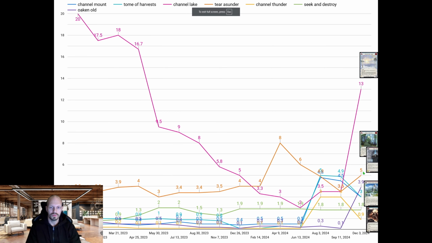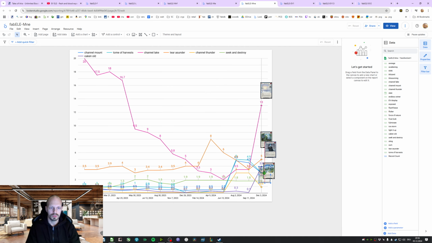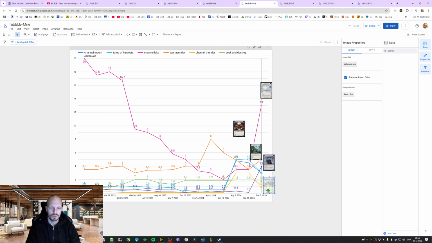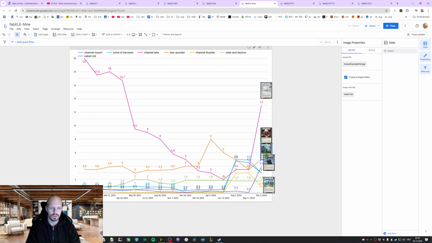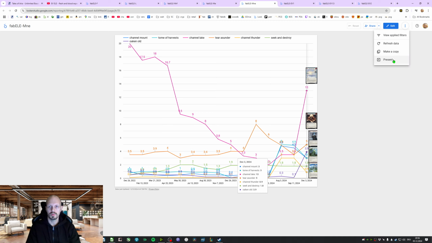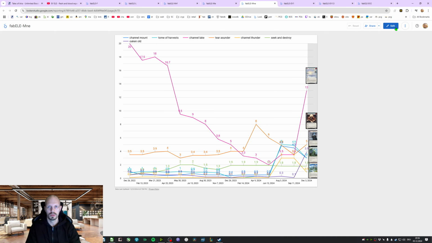Here we go. Tome of Harvest at 5. Is that correct? No, it's not. It's at 3. Tear Asunder is at 5. Now let's do this right, shall we? Here we go. This one's the second most expensive. And then there's this and Oaken Old at 390. Tome of Harvest for 3. Now that looks better. That looked bad, especially if you watch it on a cell phone and it's super small.